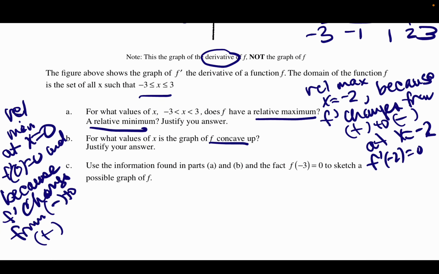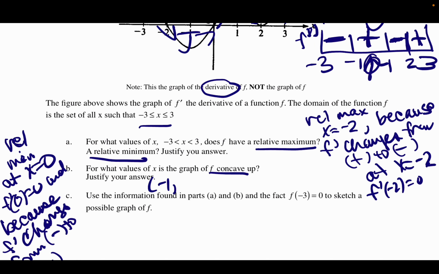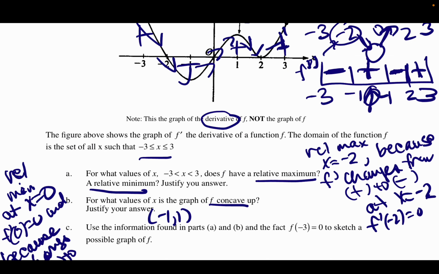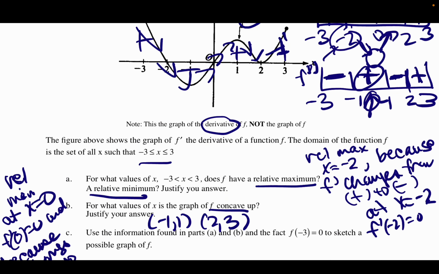All right, where's it concave up? I've got it. Concave up from -1 right in here to 1. And it's also concave up from 2 to 3. Concavity, I'm looking at my second derivative. Now, how did I know that? Even if it doesn't ask me, I knew that because that's where f prime is increasing on these intervals.